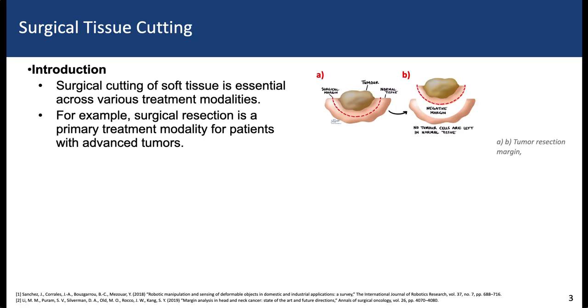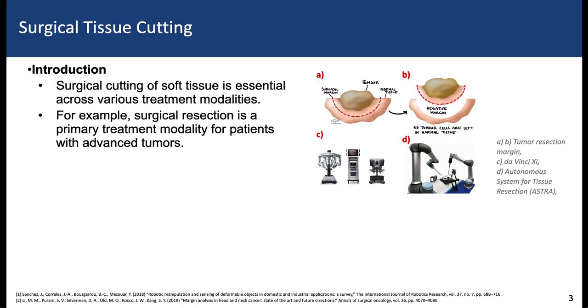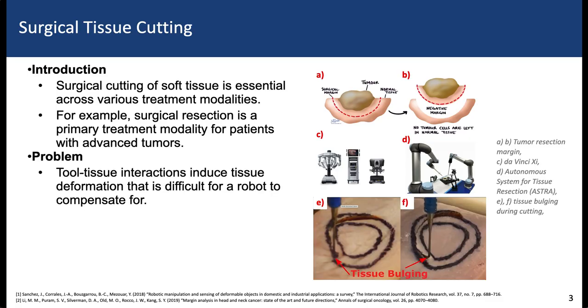Surgical tissue cutting is an important part of many treatments, such as tumor resection. In tumor resection, cutting accuracy is paramount, as incorrect resection margins can increase the probability of cancer recurrence or reduce patient quality of life. Robot-assisted surgery is the current clinical standard of care for tumor resections, and recent research has demonstrated the viability of autonomous surgical robotic systems for tumor resection, which can perform surgeries to a greater degree of accuracy. However, tool-tissue interactions during a surgical procedure induce tissue deformation that is difficult for a robot to compensate for.